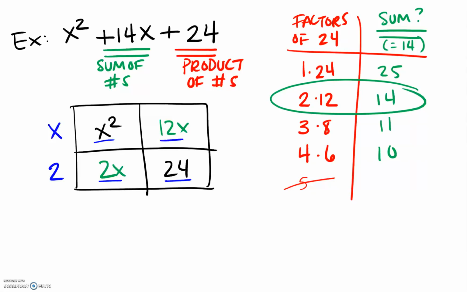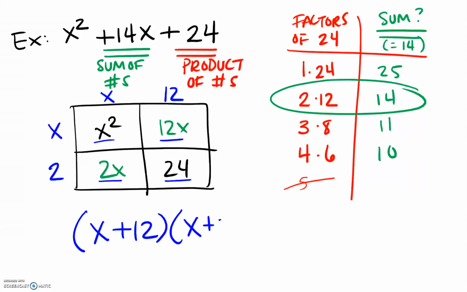x squared and 12x is x. x squared and 2x is x. And 12x and 24 is 12. So this here just reverse FOILs into x plus 12, x plus 2.